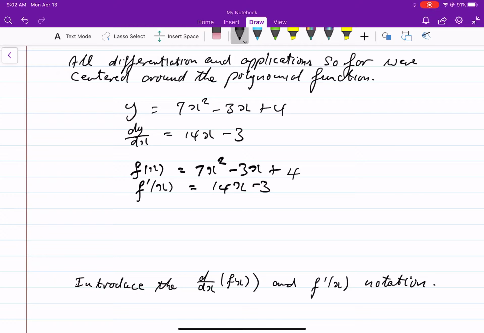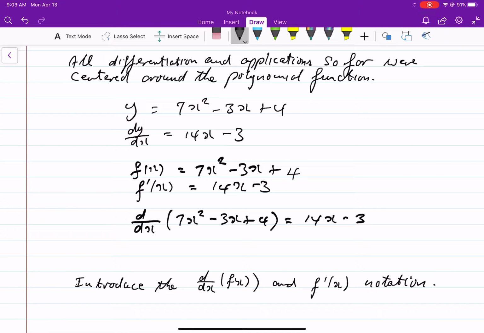The notation I have not introduced as yet, though, is this one: d dx of 7x squared minus 3x plus 4. What that is telling you to do is to differentiate with respect to x the function 7x squared minus 3x plus 4. And how do you differentiate that function with respect to x? Well, you apply the polynomial rule, and here again the result is the same, 14x minus 3.